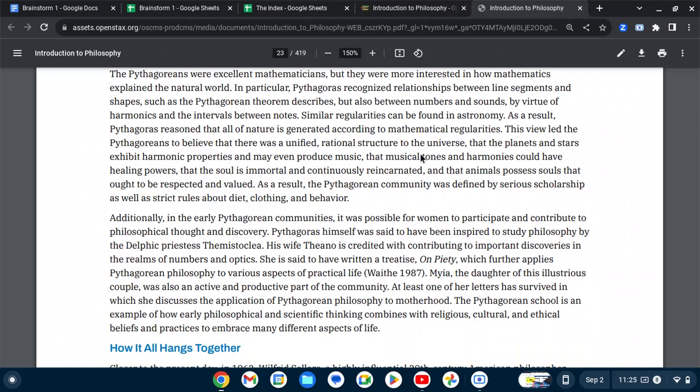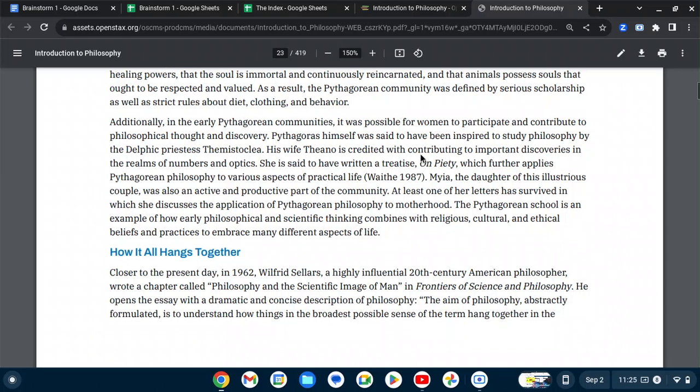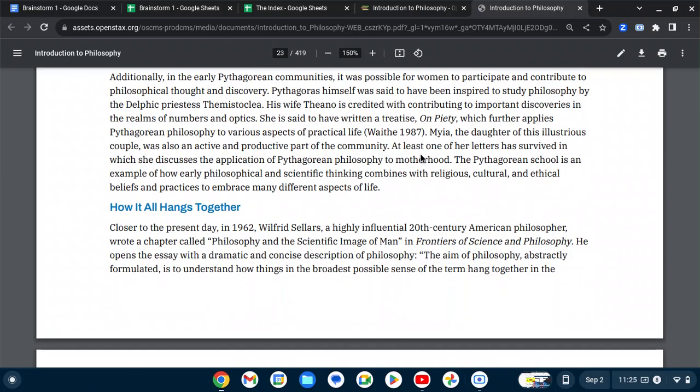As a result, the Pythagorean community was defined by serious scholarship as well as strict rules about diet, clothing, and behavior. Additionally, in the early Pythagorean communities, it was possible for women to participate and contribute to philosophical thought and discovery. Pythagoras himself was said to have been inspired to study philosophy by the Delphic priestess Themistoclea. His wife, Theano, is credited with contributing to important discoveries in the realms of numbers and optics.